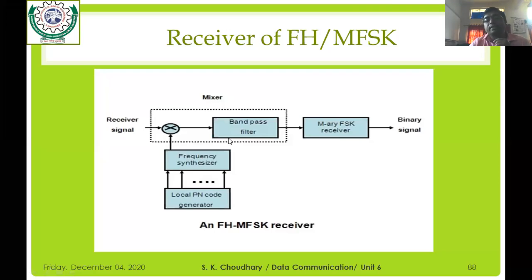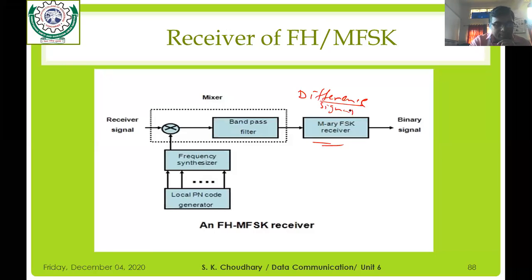So this difference signal is nothing but an M-ary FSK signal, an MFSK signal. And thus the mixer removes the frequency hopping. On the transmitter side, the band pass filter passes only the summation signal, meaning the frequency hopping signal. At the receiver end, it discards the summation signal and keeps only the difference signal, which is nothing but an M-ary FSK signal.